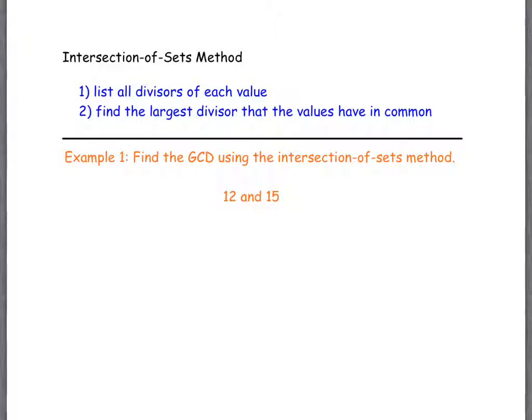Okay, so relatively prime is the idea that we encountered before. So there's several ways that we can find greatest common divisors for sets of numbers. We're going to do a set of two numbers, 12 and 15, and we're going to do it using the intersection of sets method. To do the intersection of sets, you list all of the divisors of each value, and then you look for the biggest number in both lists. So we're going to start with the number 12. The first and smallest divisor of any number is the number 1. It will always be in the list.